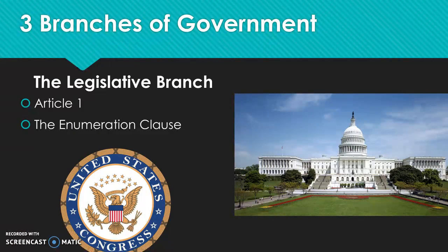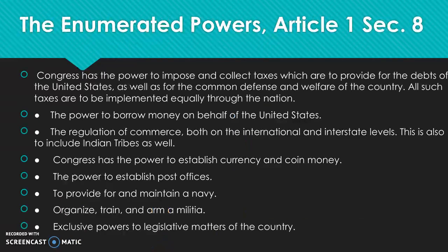Now, we find information about these branches of government in the Constitution, of course. The legislative branch is described in Article 1 of the Constitution. In Article 1, Section 8, there's a list of what are referred to as enumerated powers. And these are powers that are granted specifically to the government, powers that are reserved for Congress in particular in many cases. So Congress has the power to establish currency, to impose and collect taxes. If you think back to the Articles of Confederation, a lot of the failures of the articles are addressed here in Article 1, Section 8, giving specific powers to branches of the federal government.